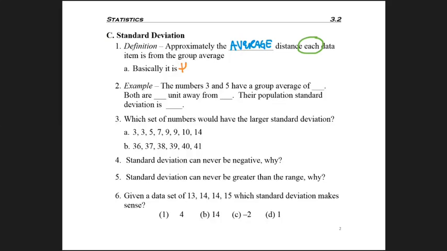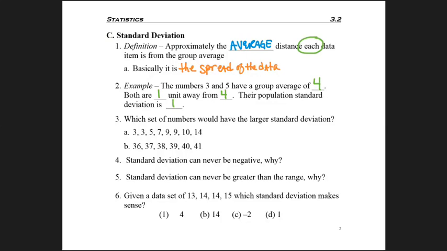So basically, it's the spread of the data, which we kind of have already been saying. So let's go ahead and look at example 2. The numbers 3 and 5 have a group average, or just an average, of 4. Makes sense, it's in the middle. So they're both 1 unit away from the number 4. That means that if we were to calculate their population standard deviation, we would get 1, because both of their distances are 1 and the average of ones is 1. So it's just using the formula.